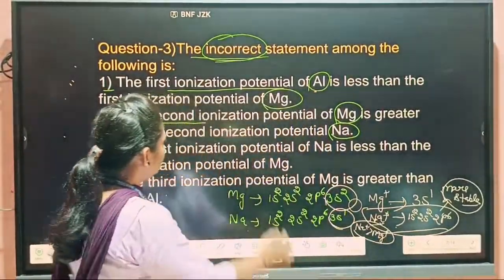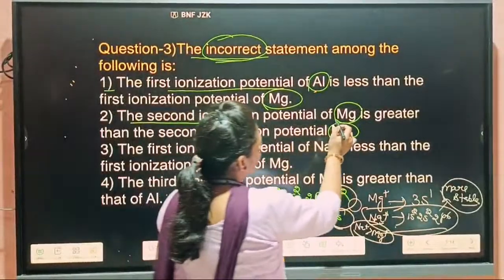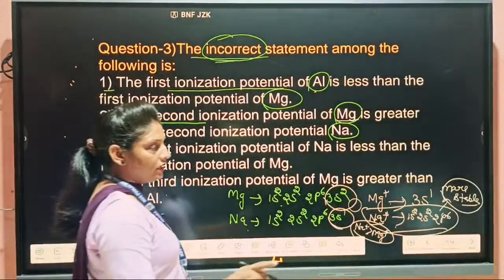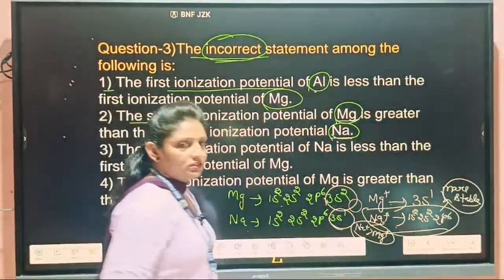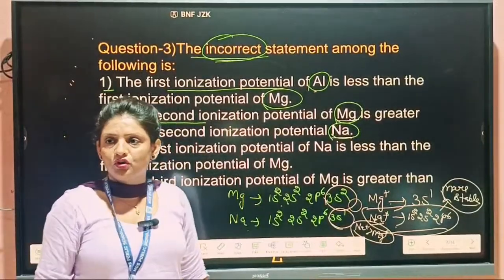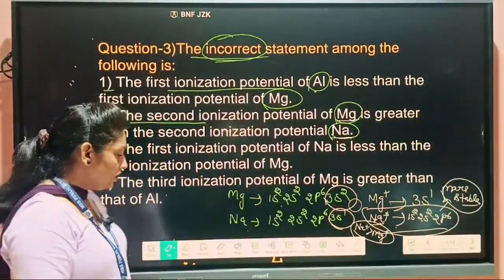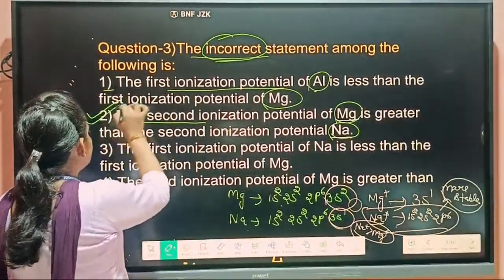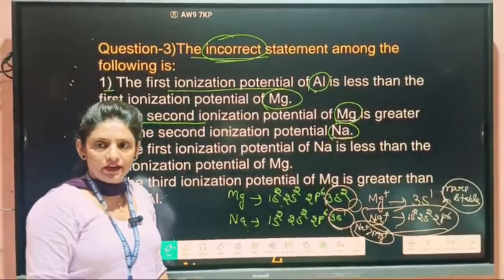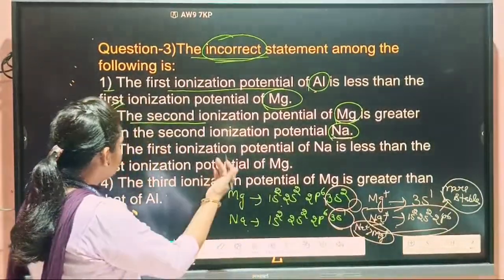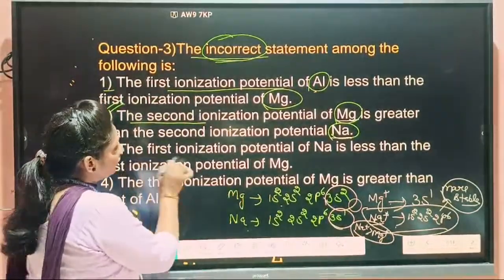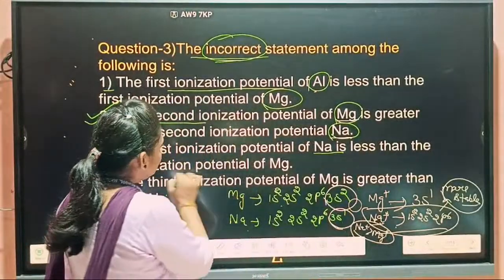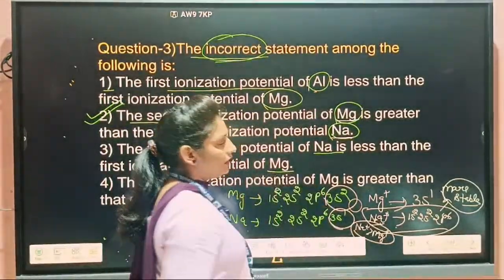Okay, but he is saying that the second ionization enthalpy of magnesium is greater. No, the second ionization enthalpy for sodium is greater as compared to that of magnesium. Okay, so here this is the incorrect statement. So what will be the answer? Second. The second option is the correct option. Okay, now we can see the third one also. The first ionization potential of sodium is less than the first ionization enthalpy of magnesium.